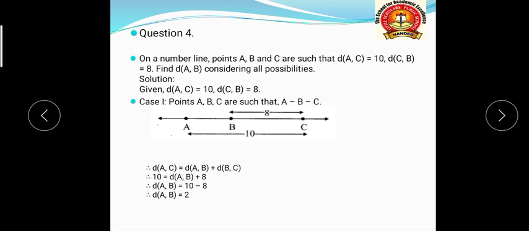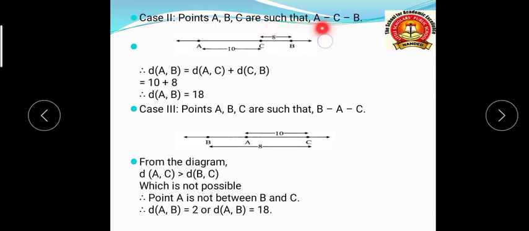Now the question number 4. On a number line, points A, B, C are such that distance of A comma C is equal to 10 and distance of C comma B is equal to 8. Find the distance of AB considering all possibilities. All possibilities means maybe A is in between, second possibility maybe B is in between, or third possibility maybe C is in between. Now first case, points A, B, C are such that B is a point in between A and C. What is AB? We have to find out. What is AC? 10. BC is 8. So 10 minus 8 you will get AB as 2. This is our first case, that is first possibility.